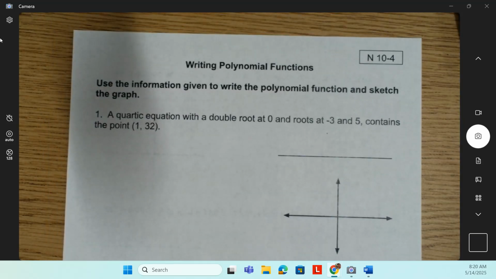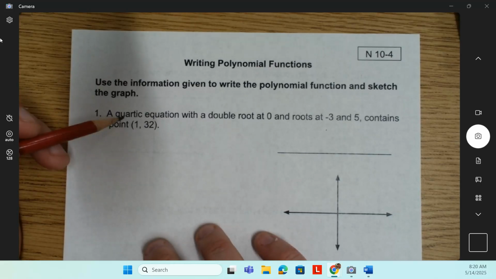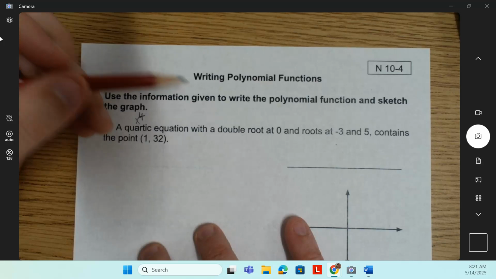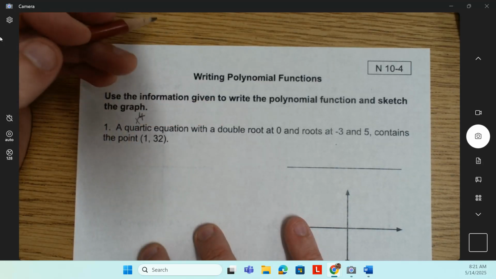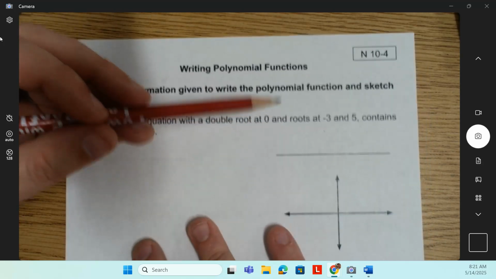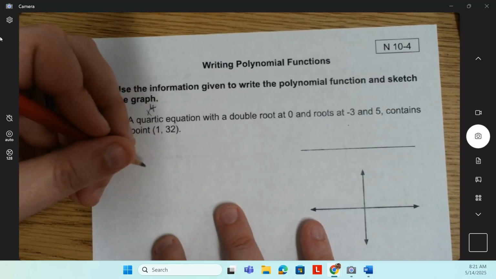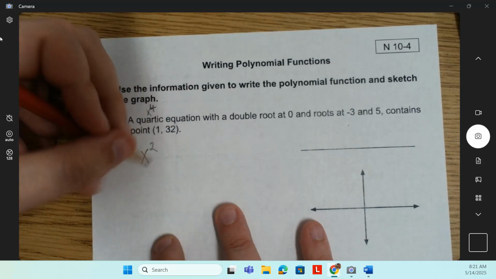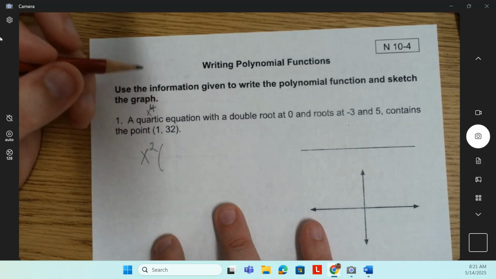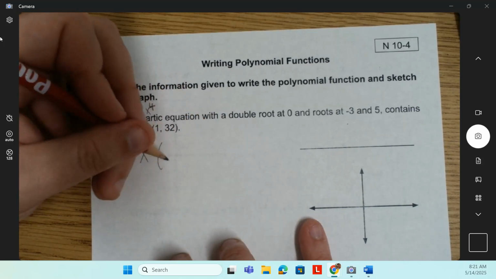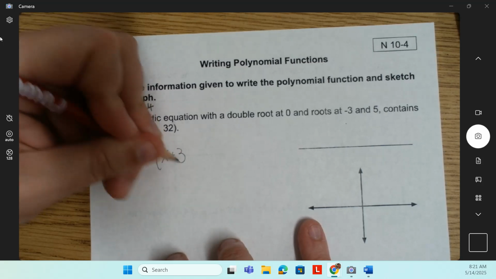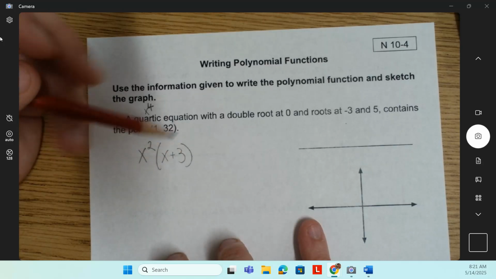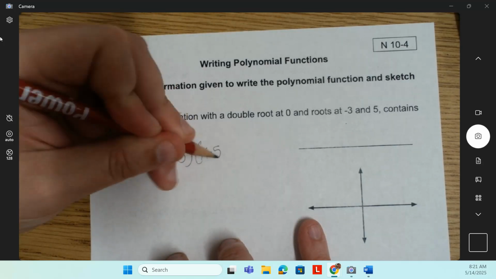But when we're doing this, what it does is it's giving us a quartic, which means x to the fourth, with a double root at 0 and roots at -3 and 5. So to write out the first part, a double root at 0 is just going to be x squared, or x plus 0, x minus 0, however you want to think about it. Then roots at -3. So I'm going to do x plus 3, because the -3 would make this equal to 0, and x minus 5.